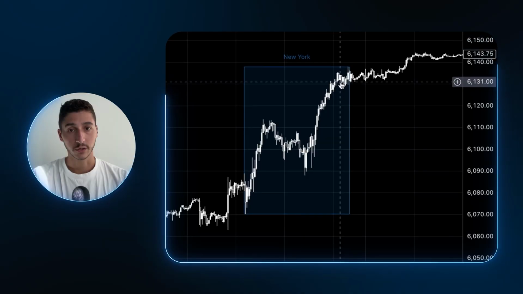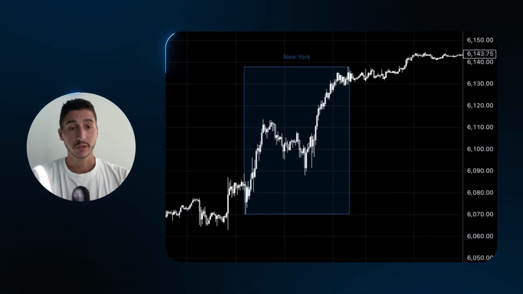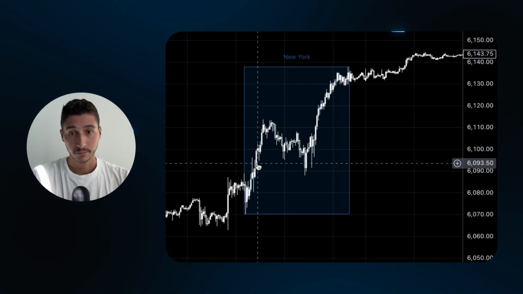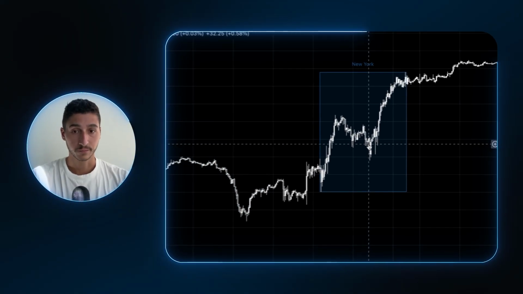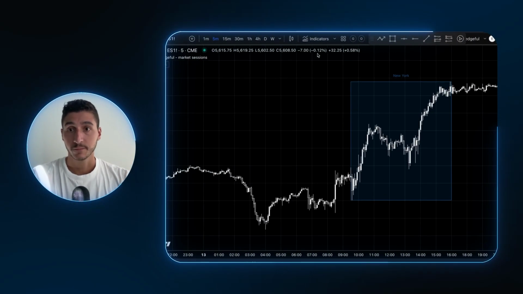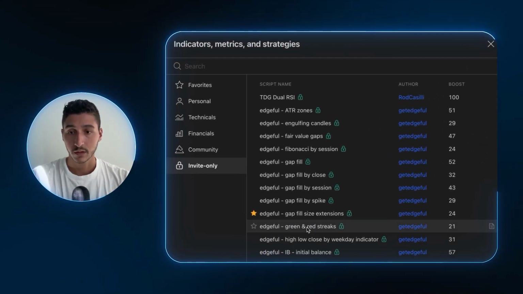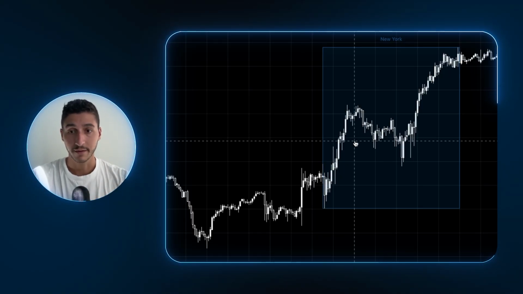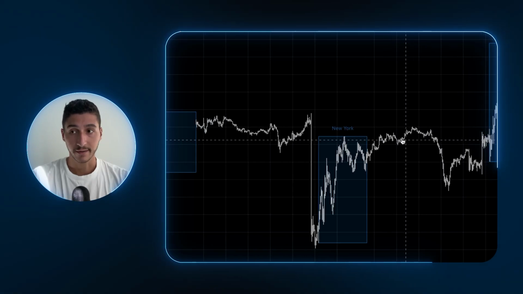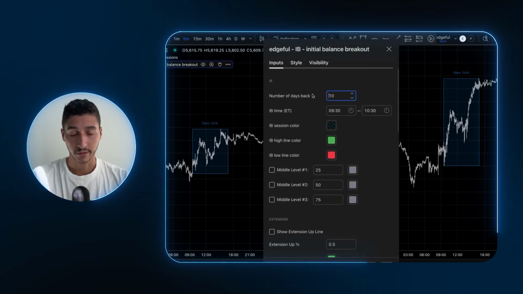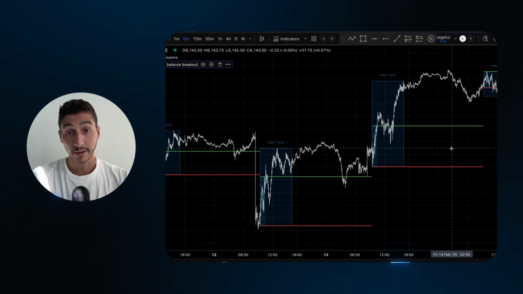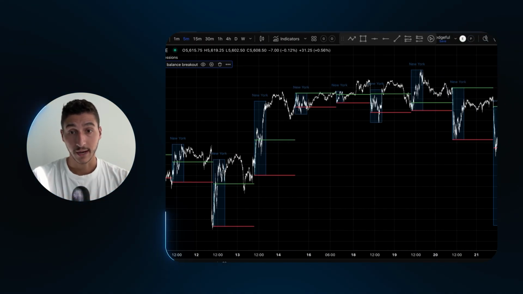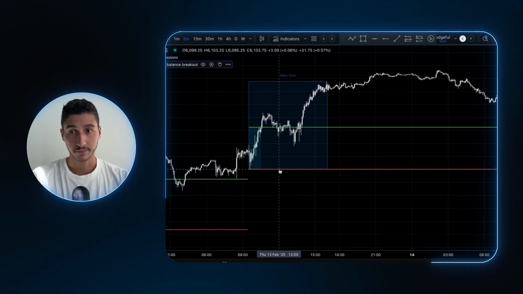Eastern Time. So it's very important that you understand that you are filtering the data only for the price action within these boxes here. So the initial balance is going to be the high and the low of that first hour. And you can see we have these blue boxes and we also have this IB indicator that will automatically plot for you the high and the low of the first hour of every single day.